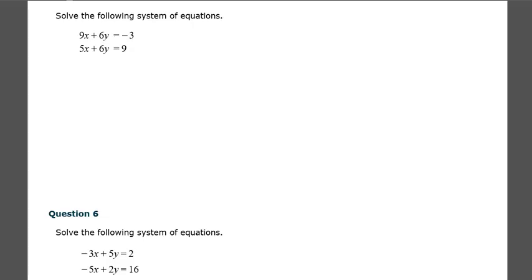So there are various methods to solve systems. We've looked at two already, graphing and substitution. And then the third method is called either the addition method, or some people call it the elimination method.